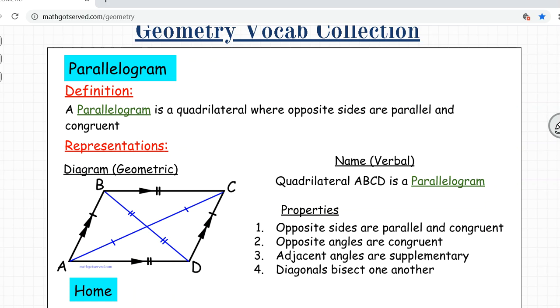So we're going to be using properties 1, 2, and 3. The first property states that opposite sides of a parallelogram are parallel and congruent. So opposite sides of a parallelogram are congruent and parallel. And then number 2, opposite angles are congruent. And then number 3, adjacent angles, like what we looked at in the opening of this tutorial, adjacent angles are supplementary. Remember, supplementary means angles that add up to 180 degrees.